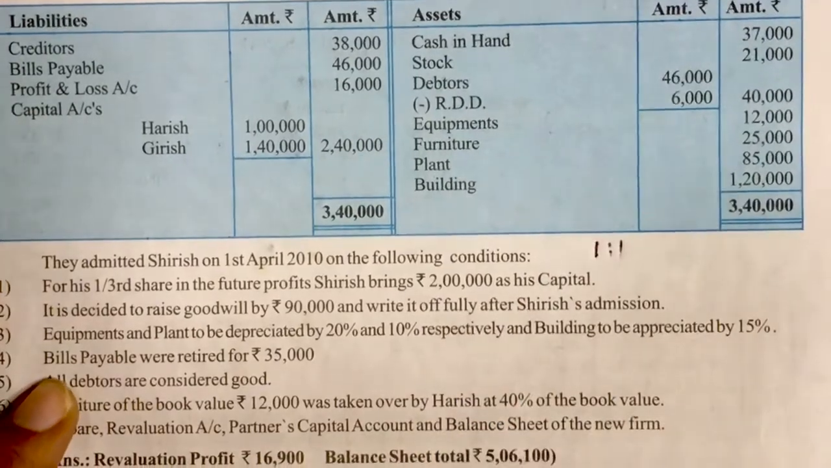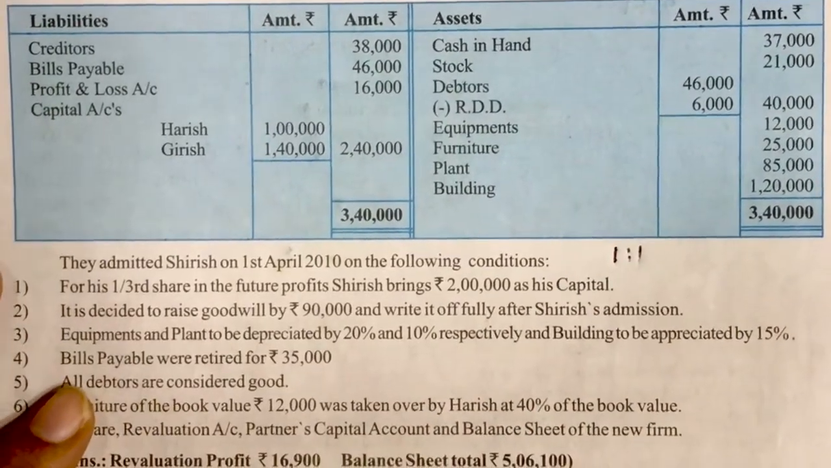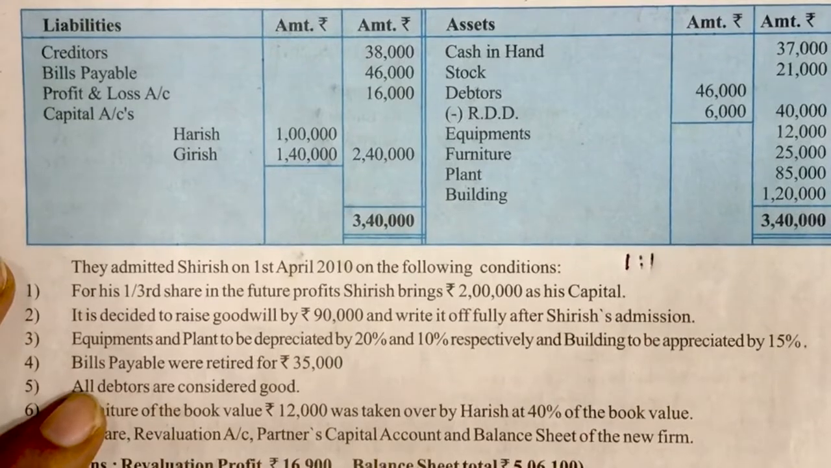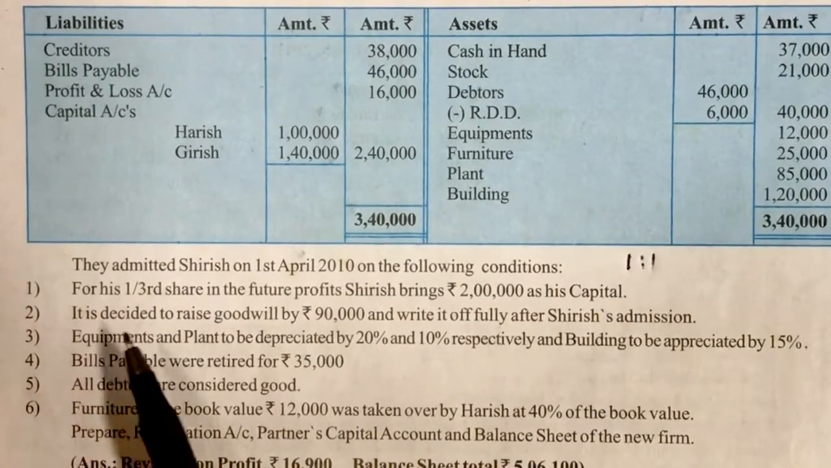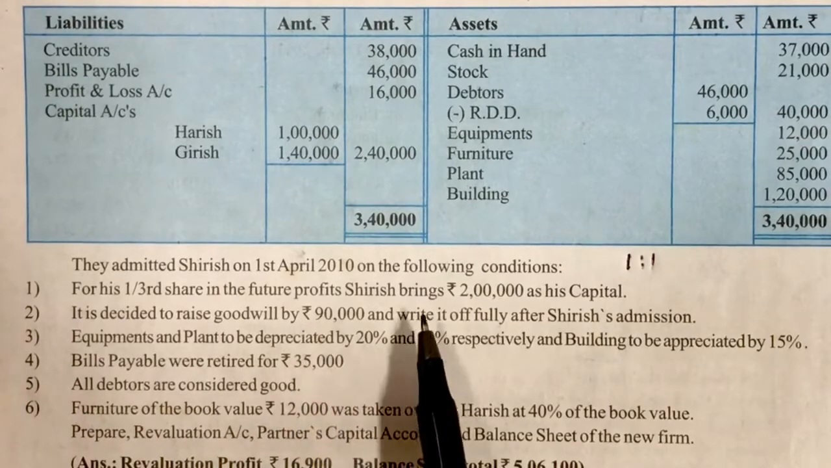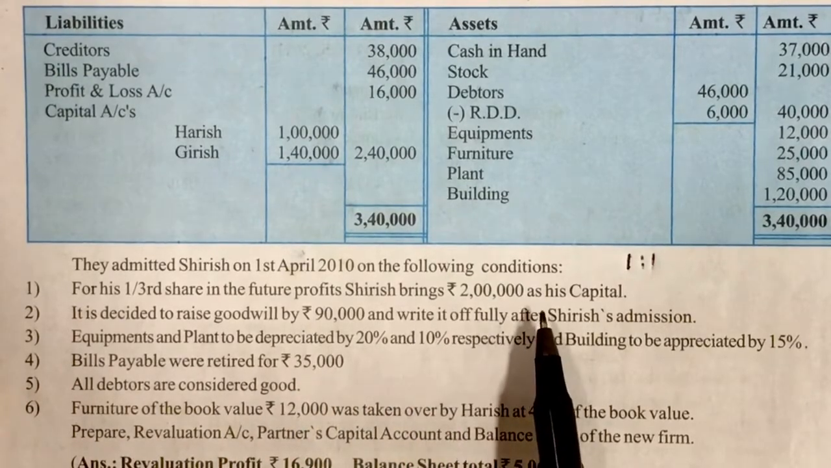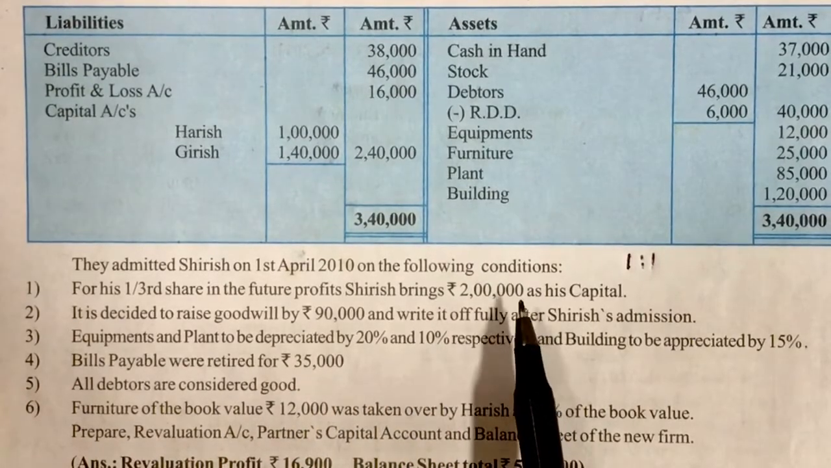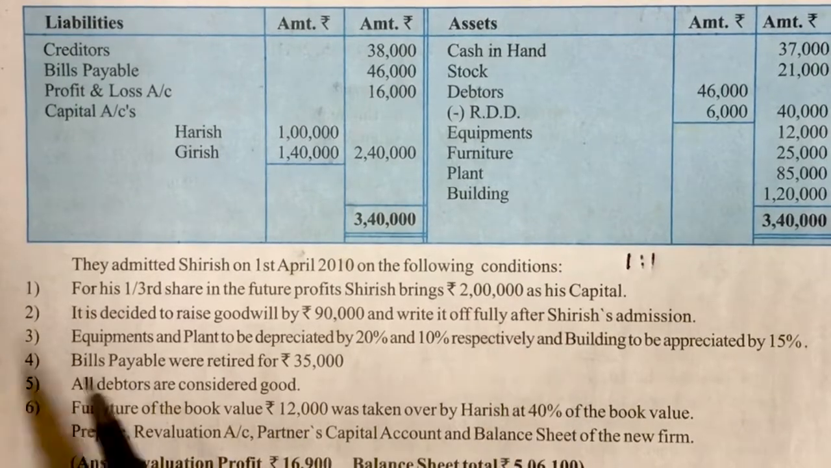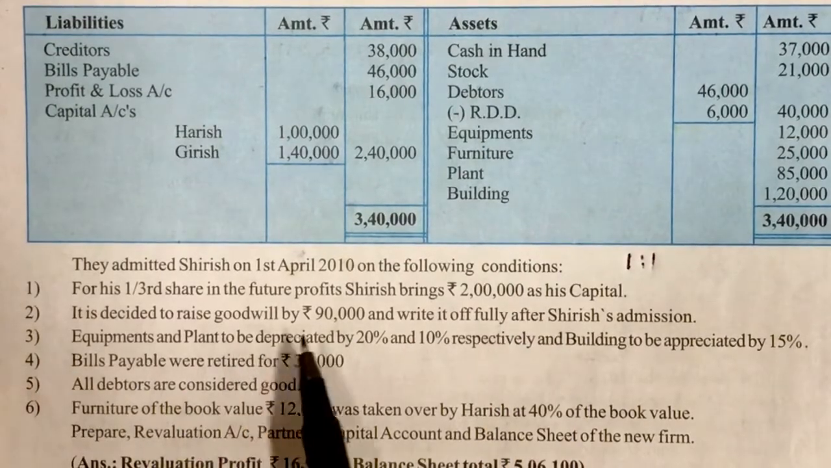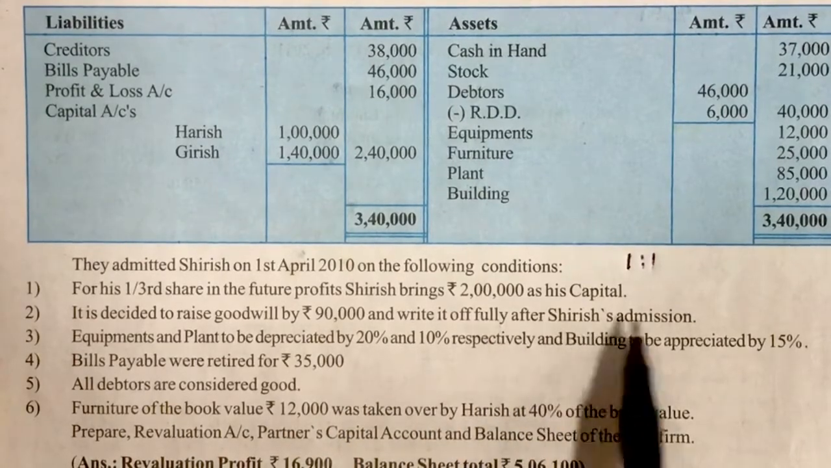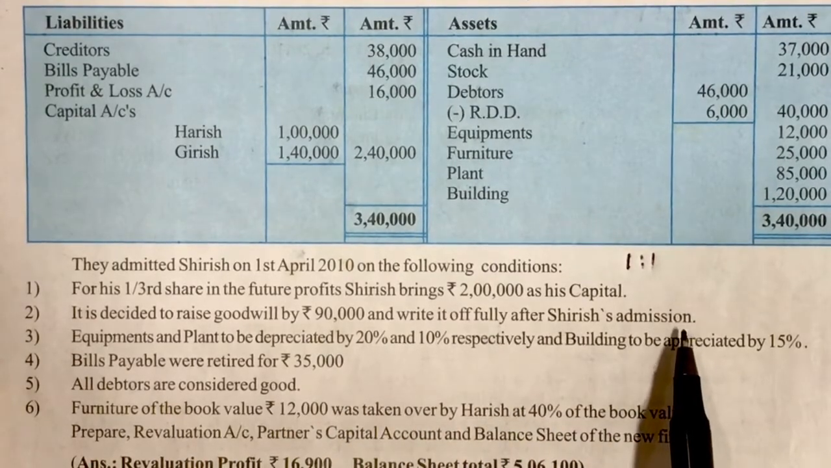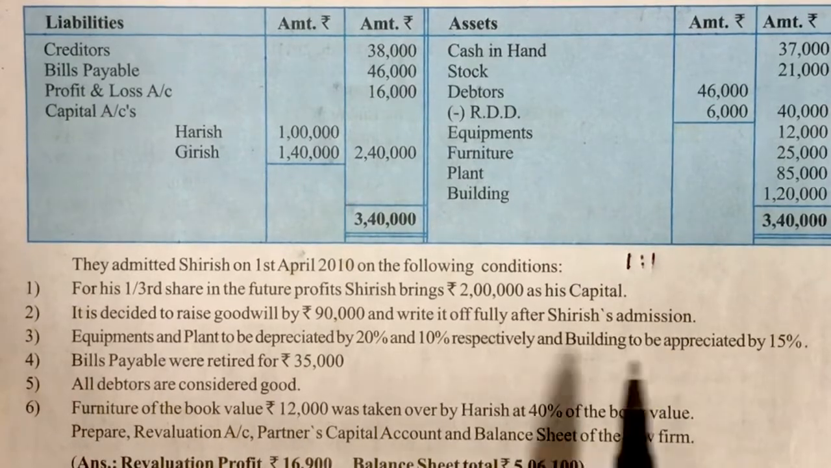Okay. They admitted Shirish on 1st April 2010 on the following conditions. For 1/3 share in future profit, Shirish has to bring 2 lakh as his capital. So cash bank account debit to Shirish capital account. It is decided to raise goodwill by 90,000 and write it off fully after Shirish's admission. So you have to raise goodwill and then write it off.